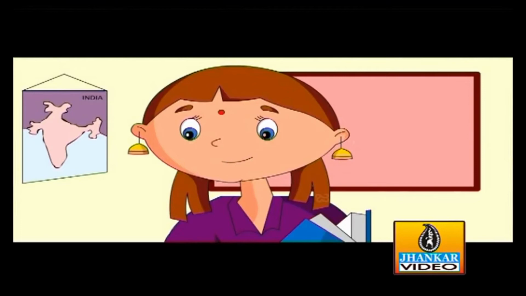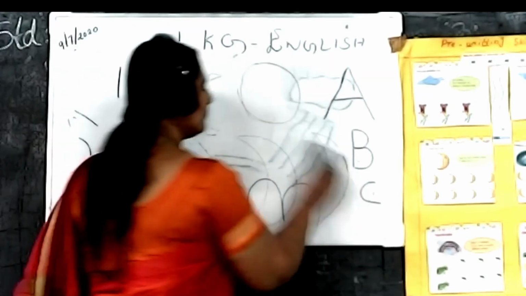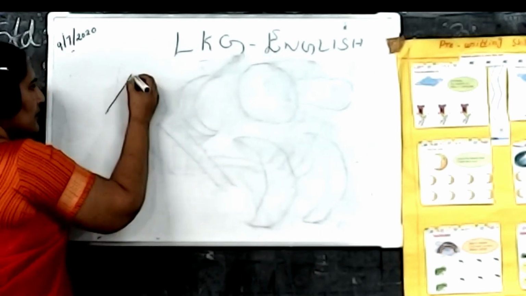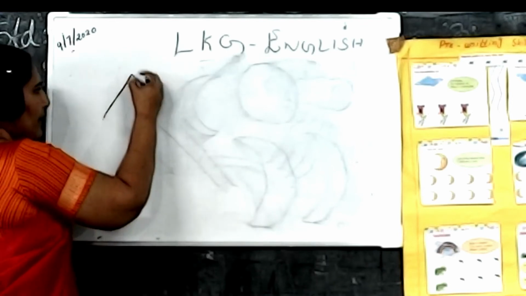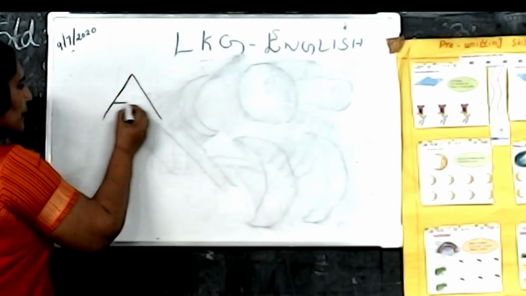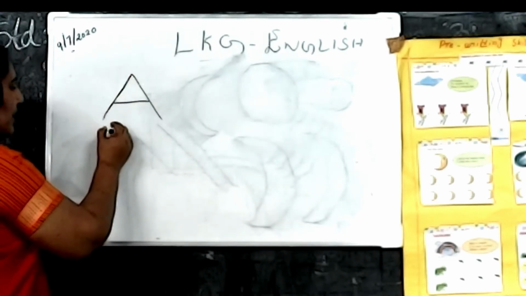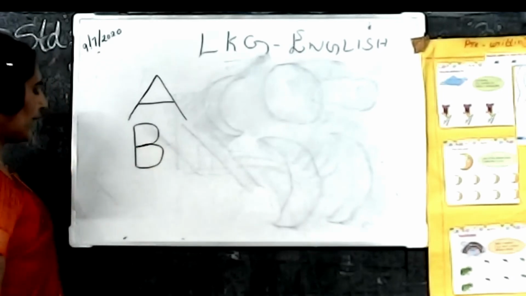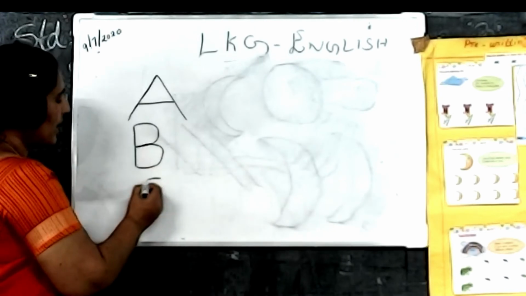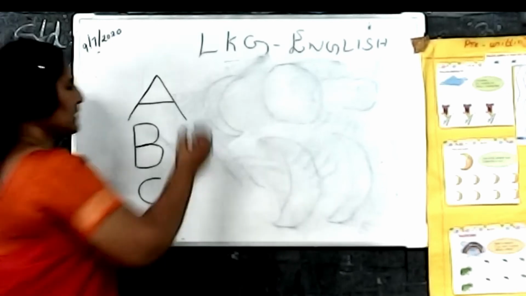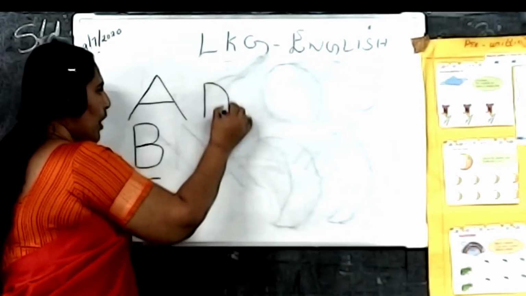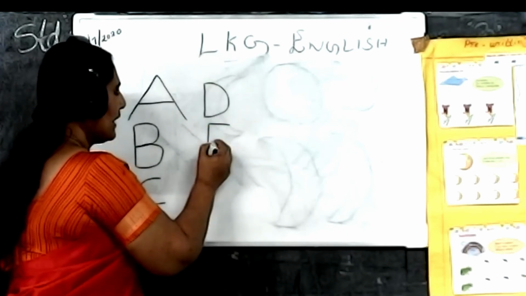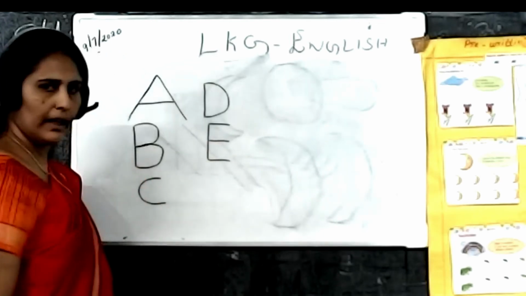Let's now practice writing these strokes. Now look at the board. A backward sliding line, a forward sliding line and a sleeping line make the letter A. Next, a standing line and two backward curves make B. Next, a forward curve makes C. Next, a standing line and a backward curve make D. A standing line and three sleeping lines make E.